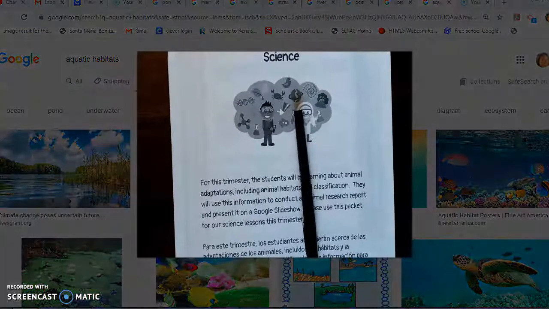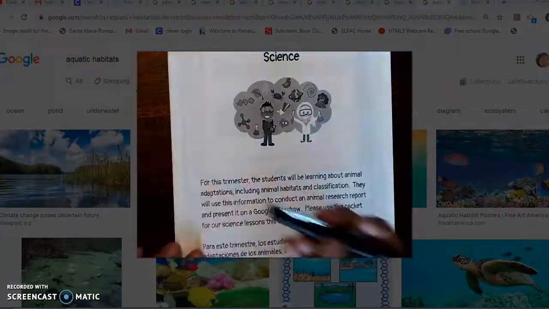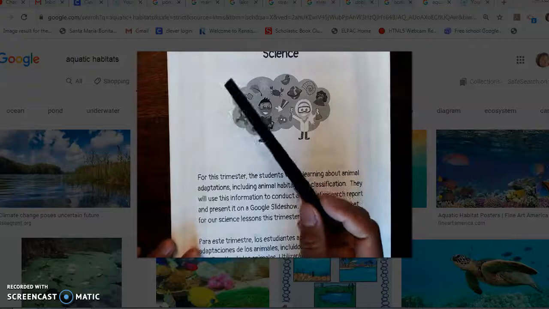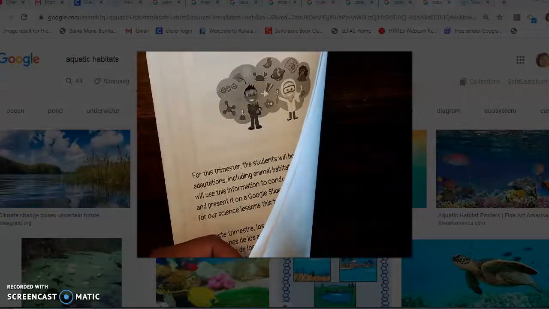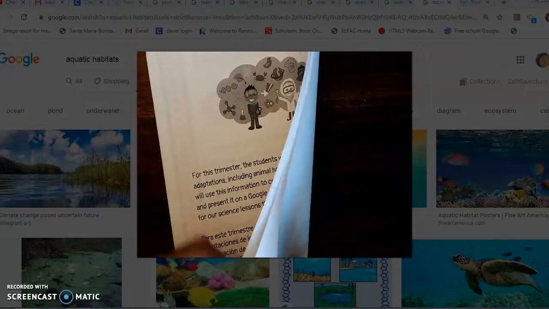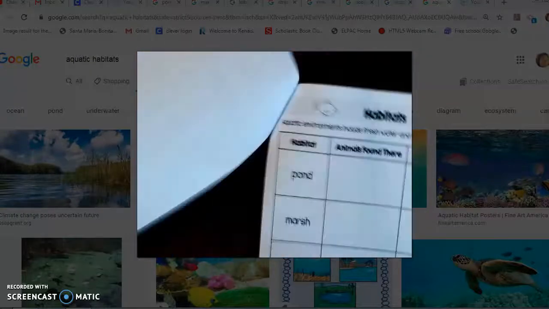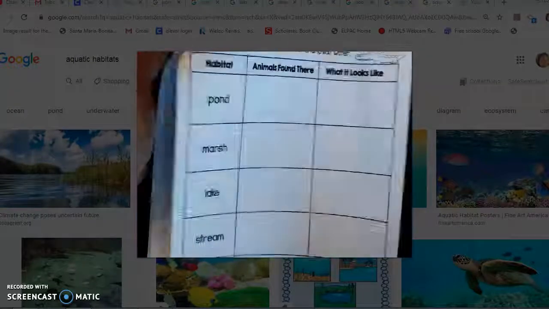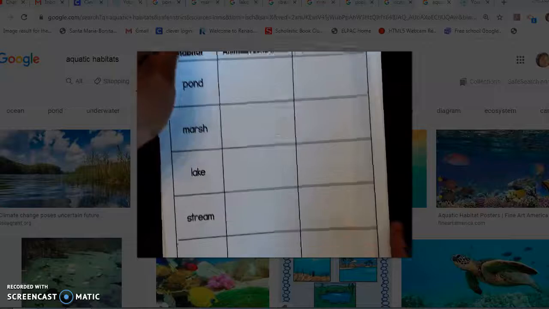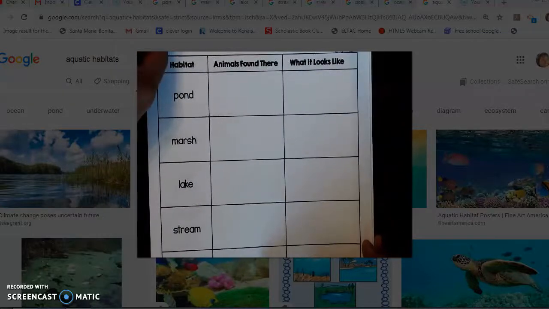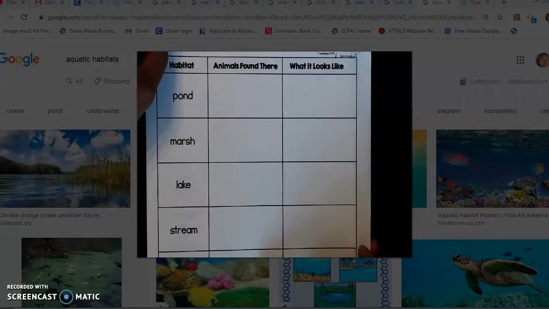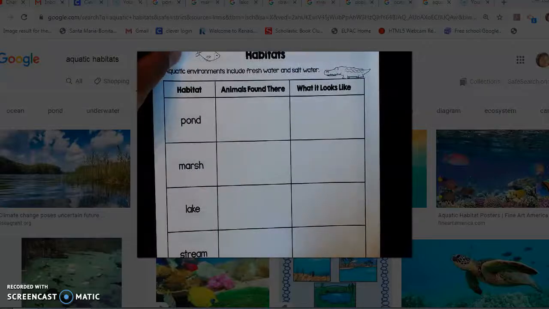So you're going to need the following materials to follow along. Your science packet and of course a pen or pencil to write with. Now let's open up to our habitats page, way back, right after our physical and behavioral adaptations, and we're going to find this page first. Now, part 1 is all about aquatic environments.